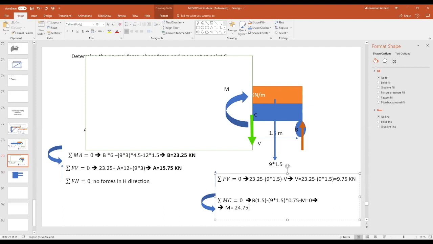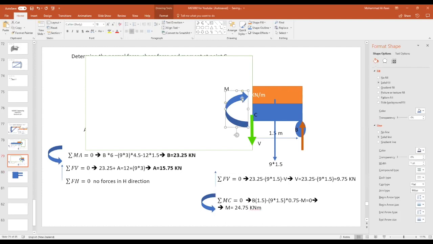$24.75. Now, why I'm getting it positive, if you look carefully, is because I changed my direction. Remember, if you go back to the other video, I rotated this M. So when you go back to the recording video, you see I changed the direction of it. So technically, I changed everything about this question.